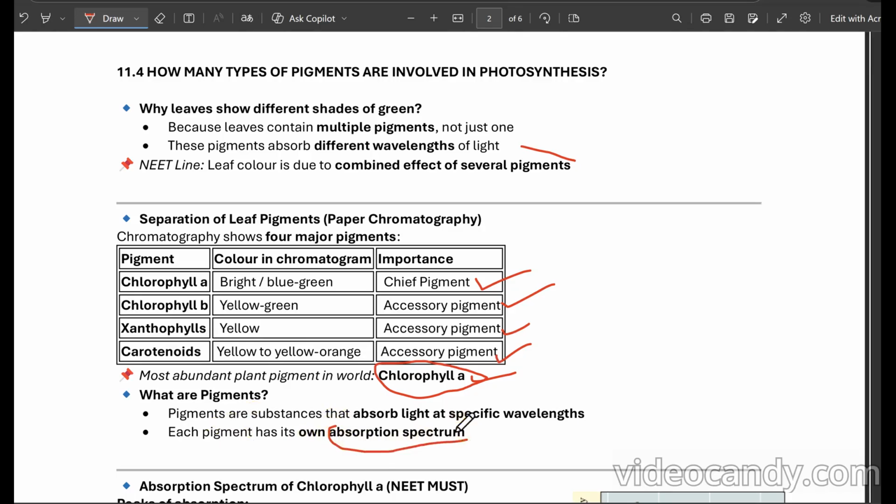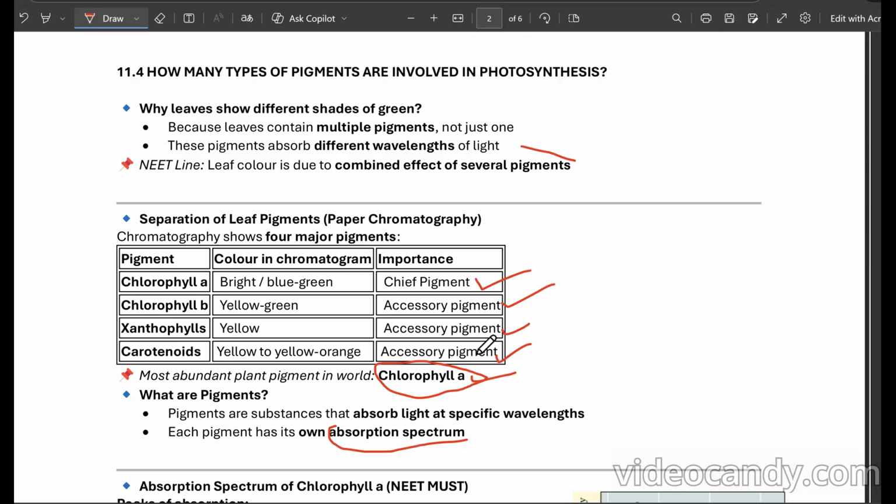Spectrum is a wavelength of light. कौन सा पिगमेंट कौन सा लाइट का वेवलेंथ को ऑब्जर्व करता है उसका ऑब्जर्प्शन स्पेक्ट्रम बोलते हैं. Suppose chlorophyll A, it absorbs blue light or red light. So blue and red light is its absorption spectrum. Simple. The light wavelength which is absorbed by the specific pigment is called that pigment's absorption spectrum. I don't need to make it a difficult word. Whichever light the pigment absorbs is called the absorption spectrum.